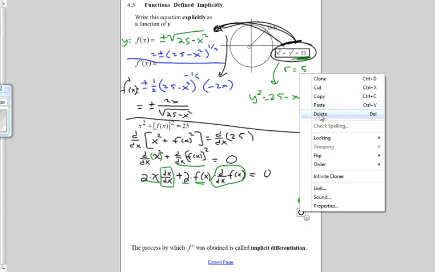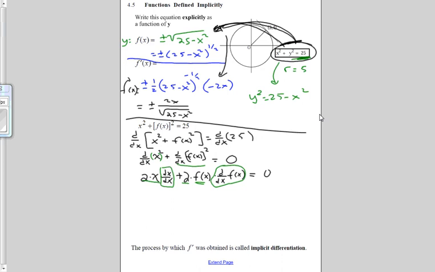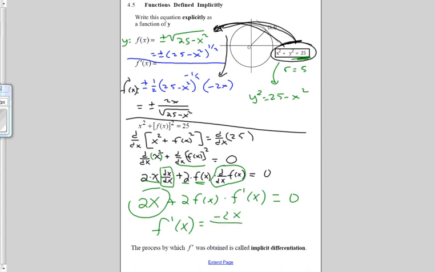We need to solve for that derivative function. So if we simplify this further, we get 2x dx/dx, and dx/dx is just 1, plus 2 f of x times f prime of x, because the derivative with respect to x of f of x is f prime of x, equals 0. Now, solving that, so move this over and then divide, we get f prime of x equals negative 2x over 2 times f of x.